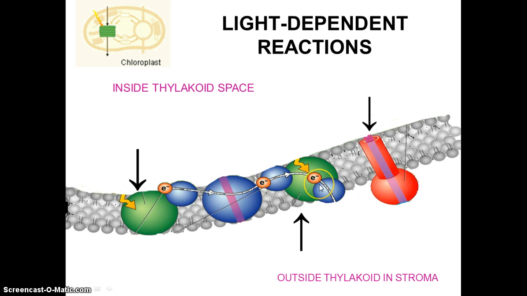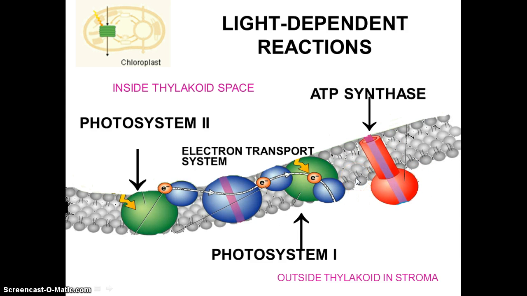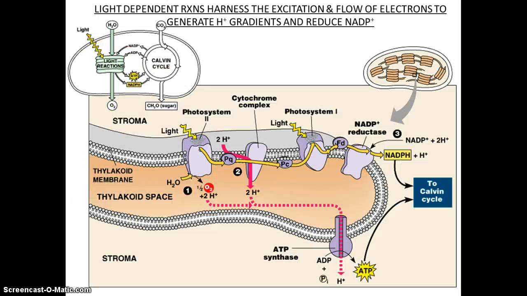Now, while that is happening, just like in the electron transport chain in cellular respiration, we're also going to be creating a hydrogen gradient. Now, there are 2 systems, photosystem 2 and photosystem 1, and basically they're chlorophyll molecules where it happens simultaneously, but we'll discuss it separately. And then, just like in cellular respiration, there's also something called ATP synthase that will produce ATP.